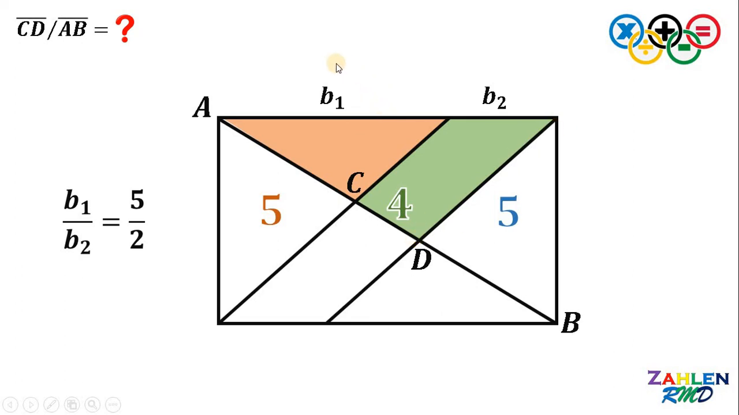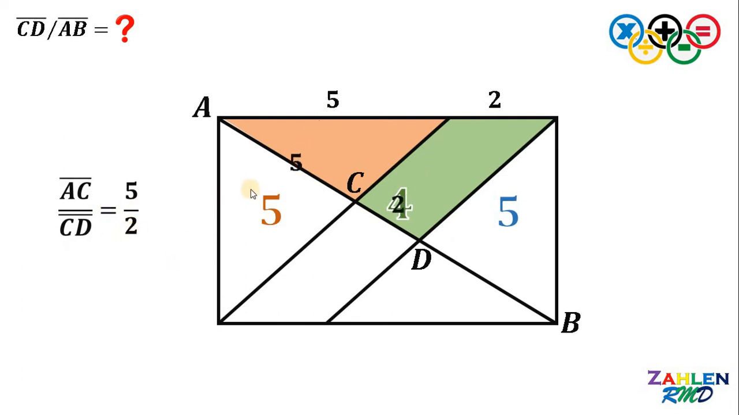Now we know also that the ratio of base sub 1 and base sub 2 must be equal to 5:2. Using the similarity of this figure, we can say that the ratio of side AC to side CD must be equal to 5 over 2 also. So, we have 5:2. Now, by symmetry, this AC is equivalent to DB. Therefore, the ratio of segment DB to segment CD is also 5:2.